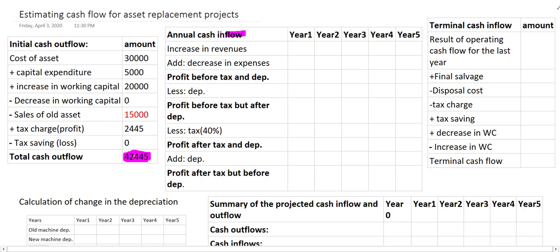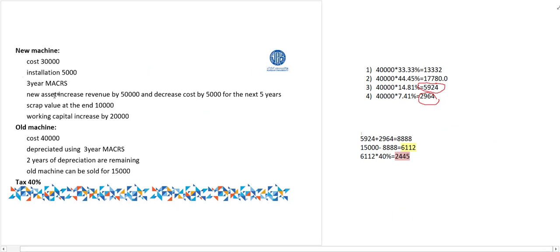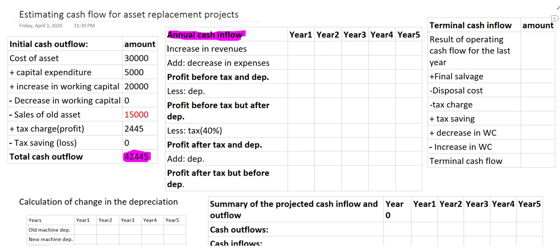So let me highlight annual cash inflow as well. This has to be calculated now. So let us calculate this one. See the information of the project. New project will increase revenue by 50,000, and also it decreased the cost by the amount of how much? 5,000 for the next 5 years.